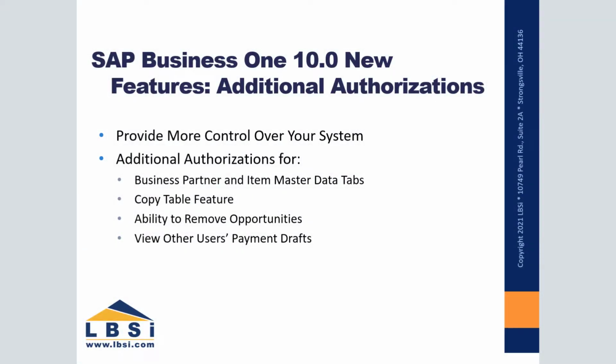In version 10.0 of SAP Business One, new authorizations have been added to various areas of the system. The new authorizations that have arrived with version 10.0 include the tabs on master data screens, the copy table feature, the ability to remove opportunities, as well as being able to view other users' payment drafts. These new authorizations will help give your company more control over what each user can access in the system.